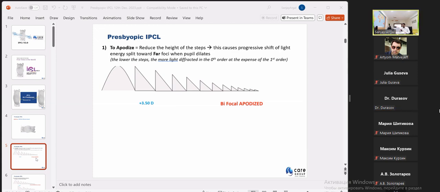And this step height must be less than the length of the light wavelength.